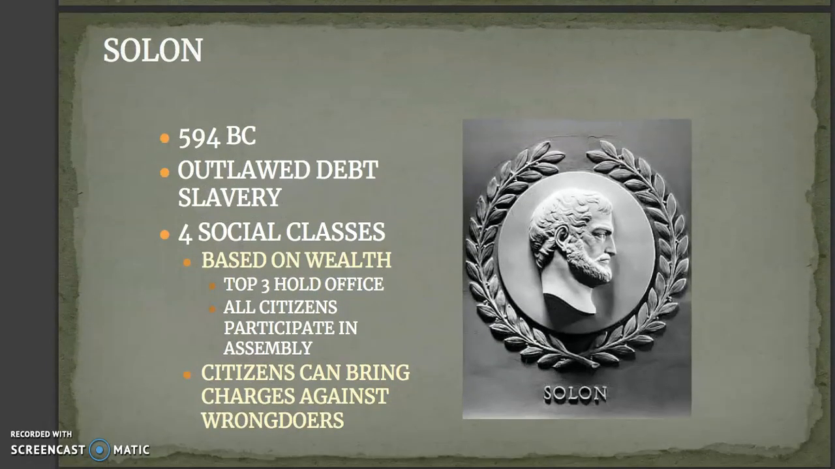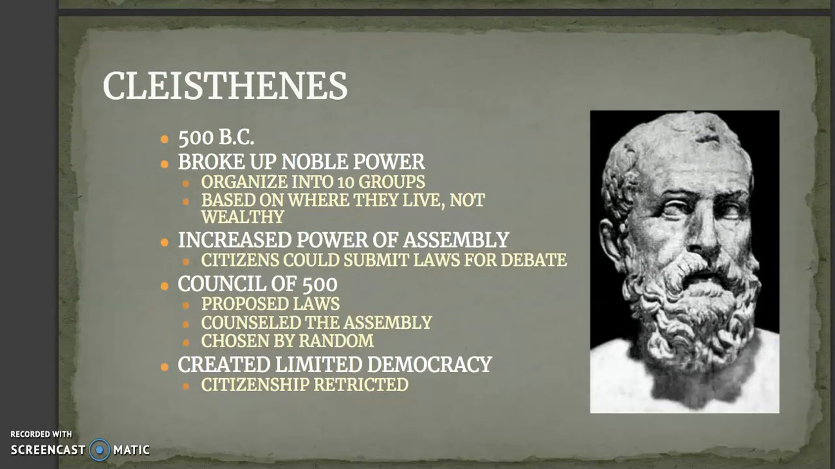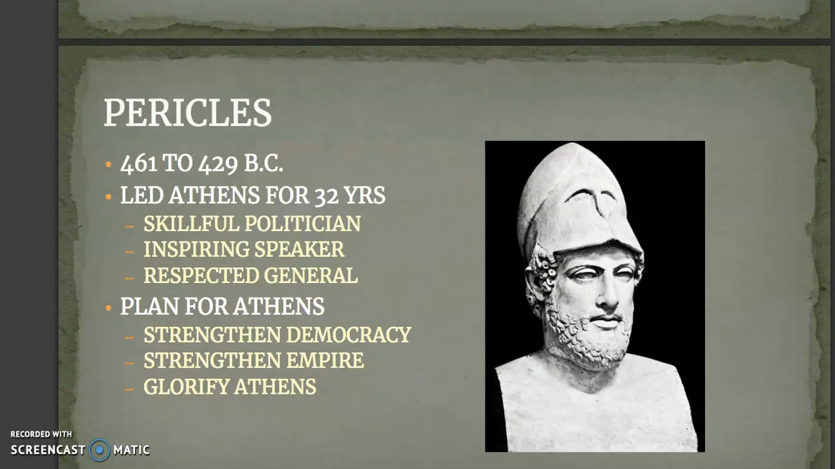Solon, 594 BC, another Athenian leader. One thing that's important for him is he outlawed debt slavery. Cleisthenes, 500, again, breaking up the power of just a small group, and again, broadening democracy. And we're also seeing these ideas behind citizenship. And then as we get to the golden age of Athens, we have Pericles, who wanted to strengthen democracy by spending money and glorifying Athens and making Athenians feel very proud to be Athenian.